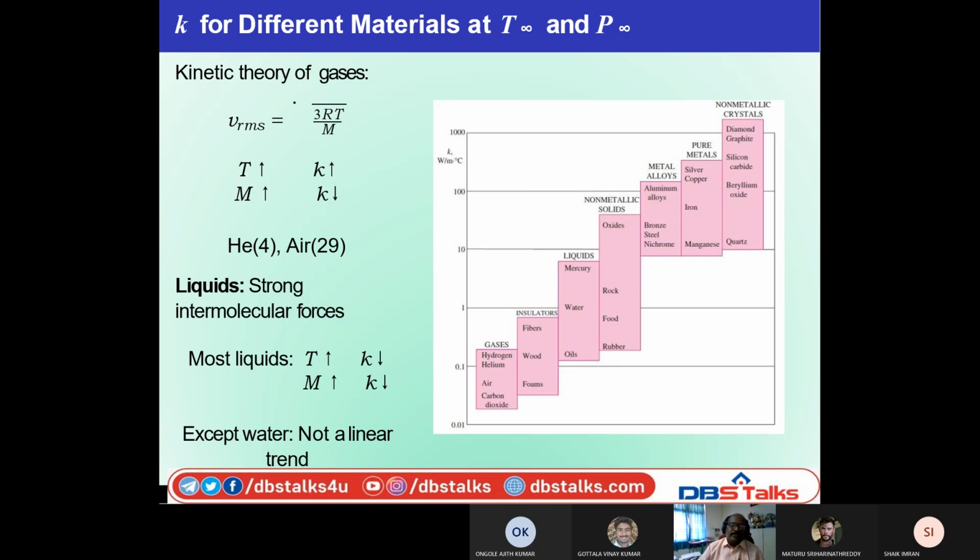When k increases, it means it transfers more amount of heat. See, in the case of gases, when temperature increases, the k value increases. In the case of liquids, when temperature increases, the k value decreases.